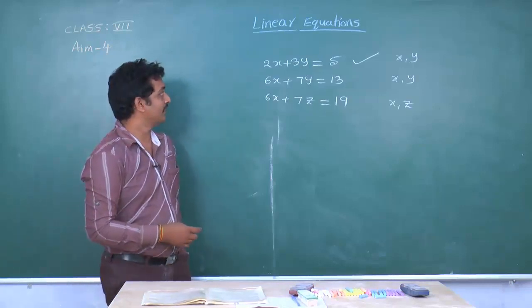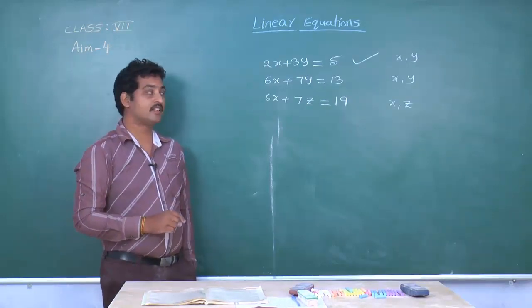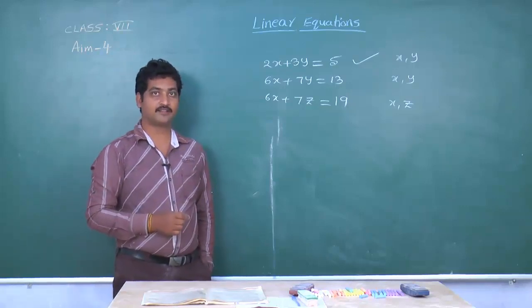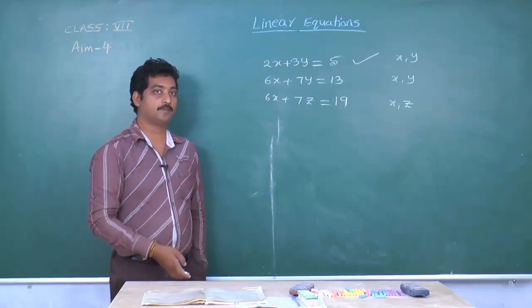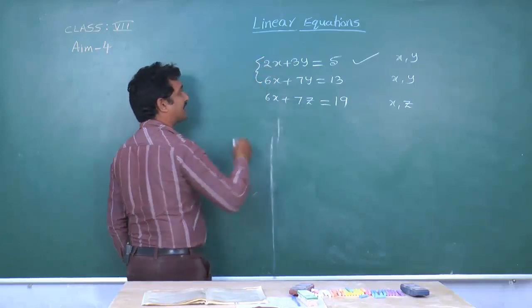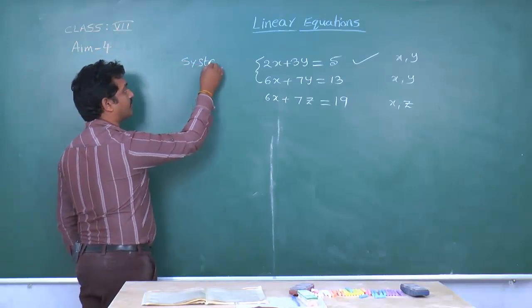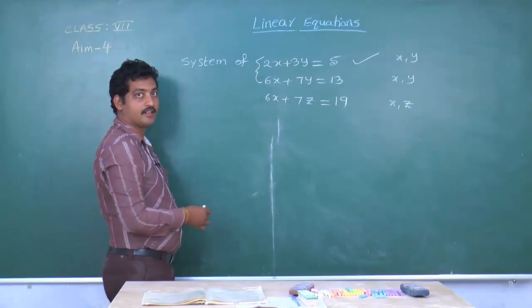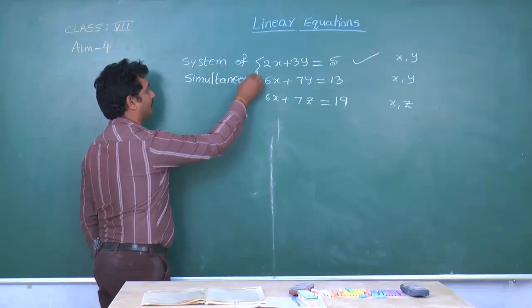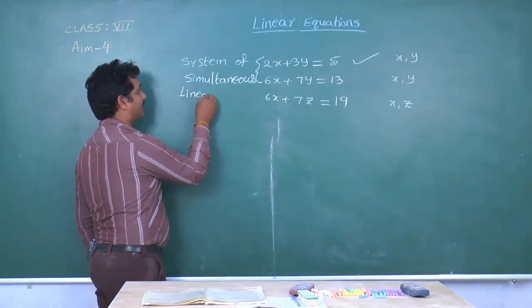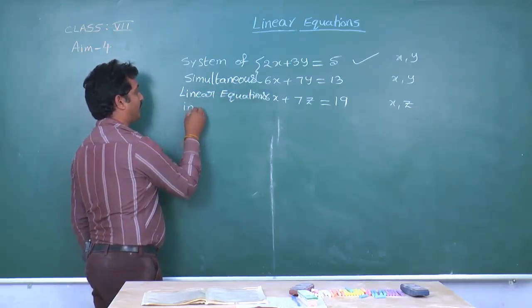Now, if two or more linear equations are having the same variables, then those two or more linear equations are said to be a system of simultaneous linear equations in two variables.